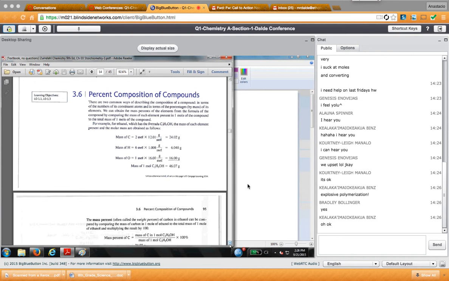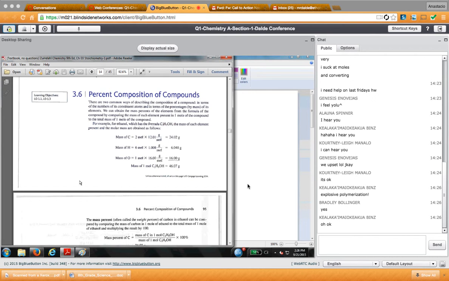All right, so let's do this thing. Percent composition of compounds. So check this out. For example, ethanol. Ethanol is written as C2H5OH. Got it. The mass of each element is present in the molar mass.